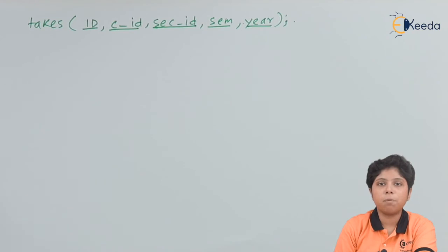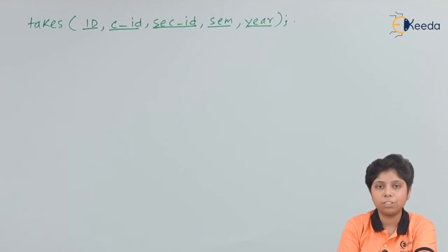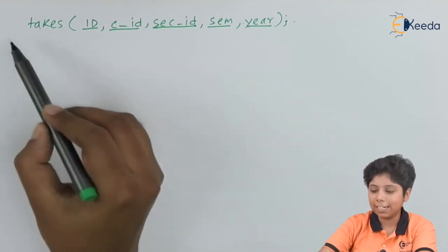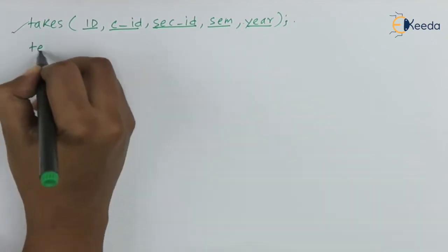Now if we talk about the instructor and section, the instructor has got ID, name and salary, and again the section has got the course ID, the section ID, semester, year. So the teaches relationship will be exactly the same as the takes relationship, and it will look like this.